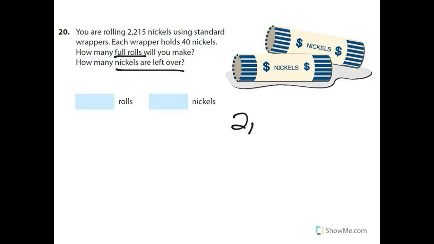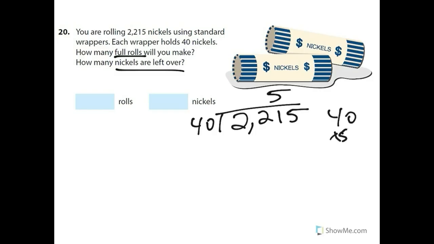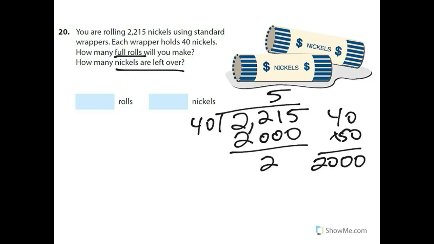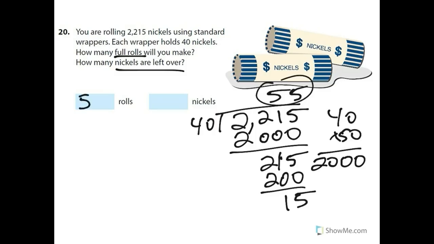Well, let's do this. So 2,215 divided by 40. Alright, so 5 times 4 is 20. So I'm going to do 50. 40 times 50, 2 zeros. 5 times 4 is 20. Again, I know that 5 times 4 is 20, so 5 times 40 is 200. So I've got 55 rolls, 15 nickels.